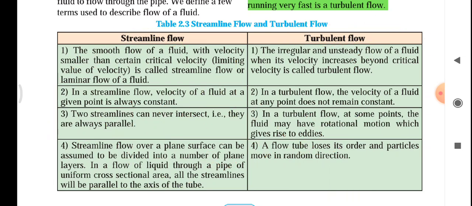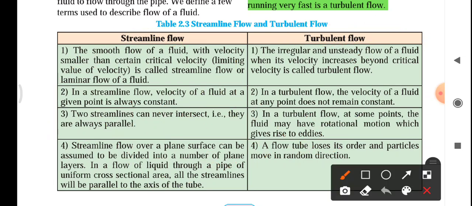Okay, now the next point is, in a streamline flow, velocity of the fluid at a given point is always constant. Velocity असते streamline मध्ये. Turbulent मध्ये काय असेल? In a turbulent flow the velocity of the fluid is not constant at every point. It is not at all constant at every point, it is going to change. And we have last 2 points.